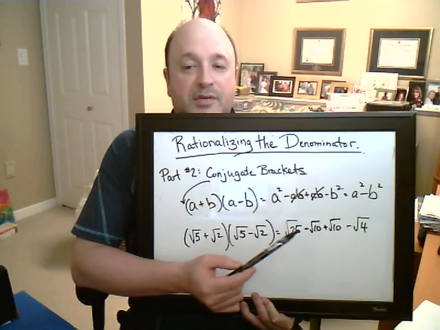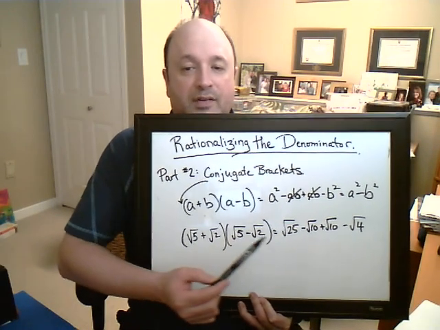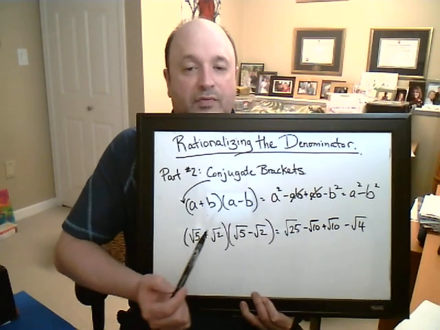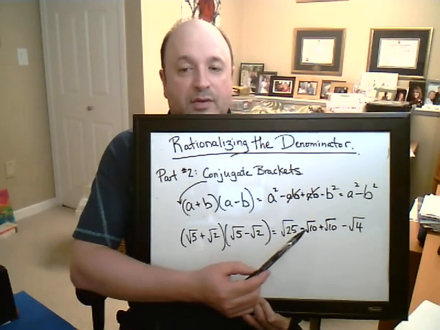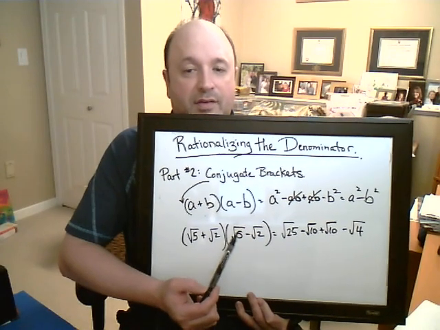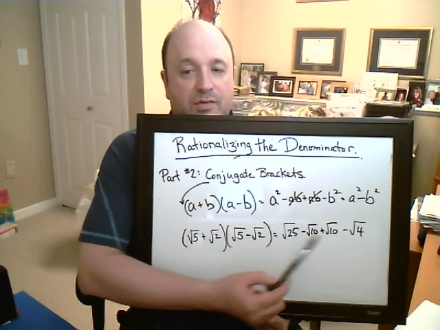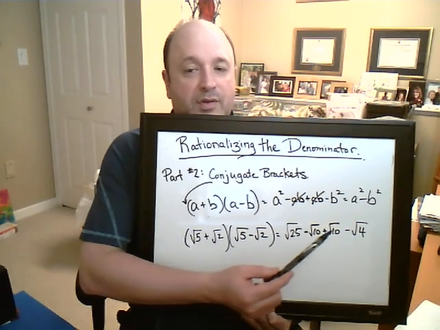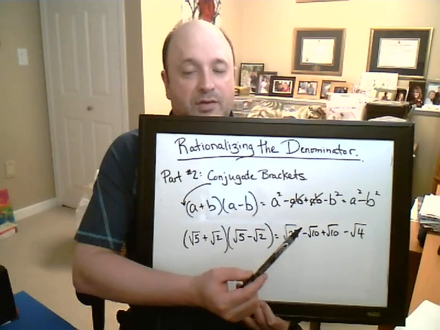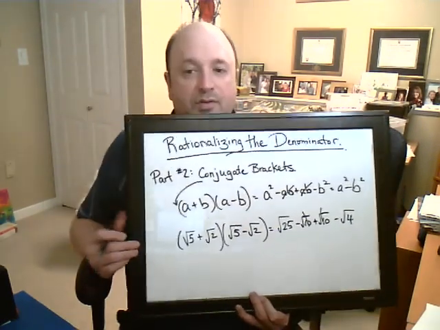So the same thing happens here. Root 5 times root 5 gets you root 25. Root 5 times root 2 gets you negative root 10. The other one gets you positive root 10. They'll cancel. And then positive root 2 times negative root 2 gets you negative root 4. So in the middle, these two cancel, plus root 10 minus root 10. They are canceled. And so what am I left with?